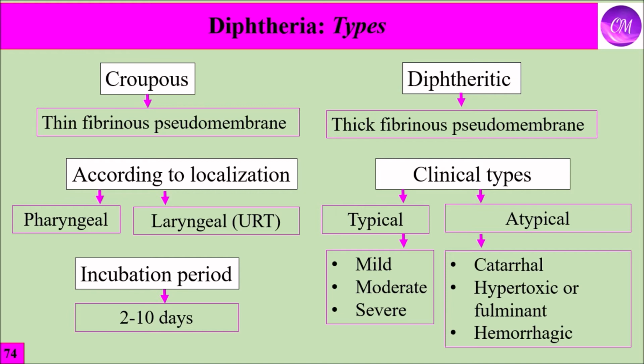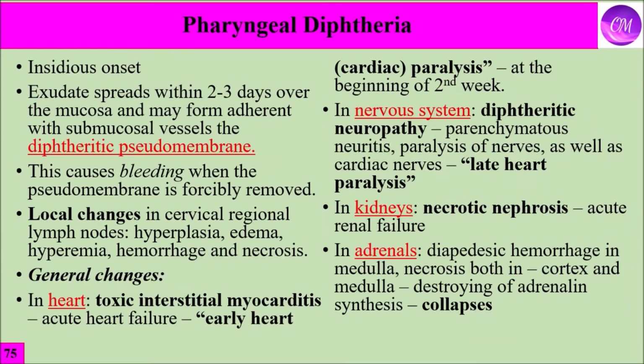There are typical and atypical clinical types. The typical types have three forms, mild, moderate, and severe, and atypical types include catarrhal, hypotoxic or fulminant, and hemorrhagic. Pharyngeal diphtheria has an insidious onset. The exudate spreads within 2 to 3 days over the mucosa and may form, adherent to submucosal vessels, the diphtheritic pseudomembrane. This causes bleeding when the pseudomembrane is forcibly removed.